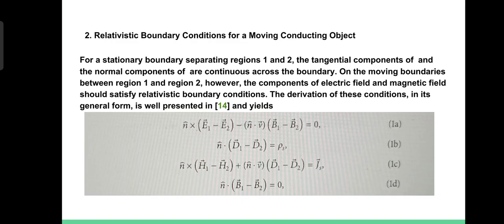across the boundary. On the moving boundaries between region 1 and region 2, however, the components of the electric field and magnetic field should satisfy relativistic boundary conditions. The derivation of these conditions in its general form is well presented in [14] and yields the following. Below, the equations are related to the topic.